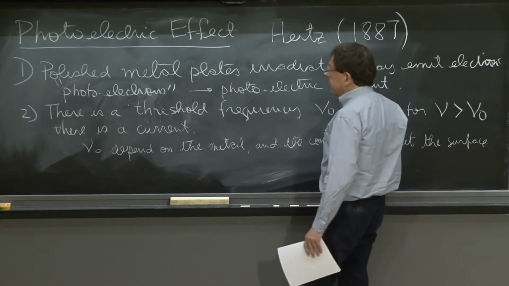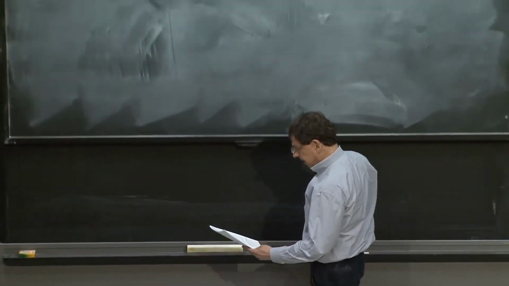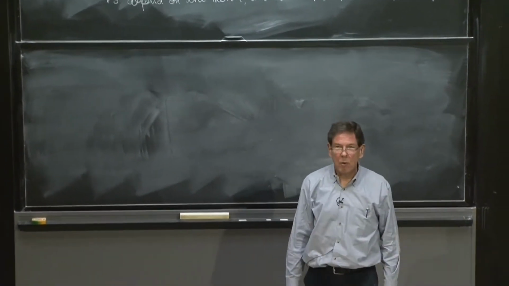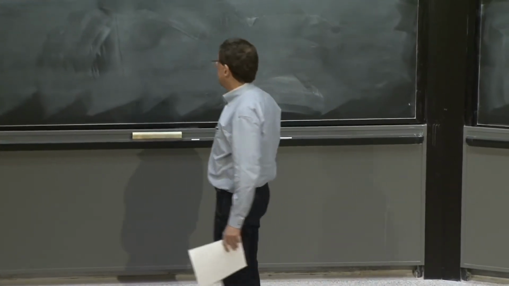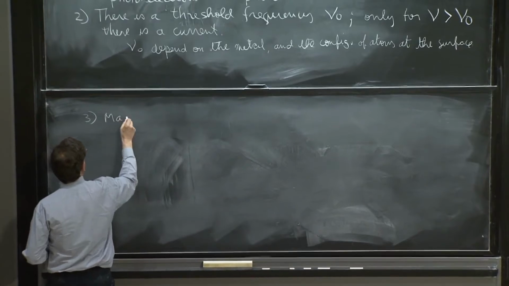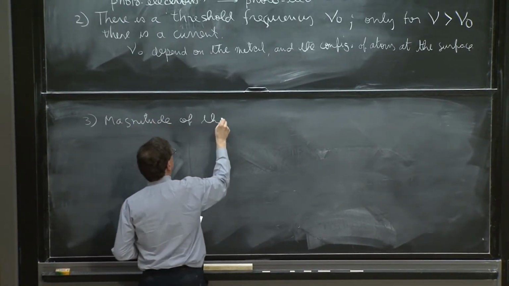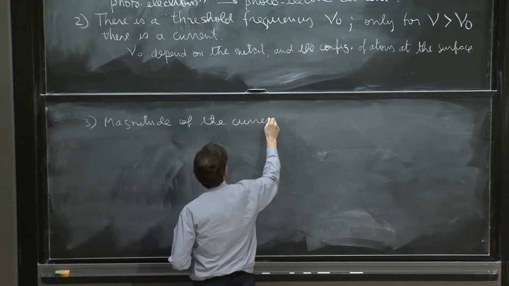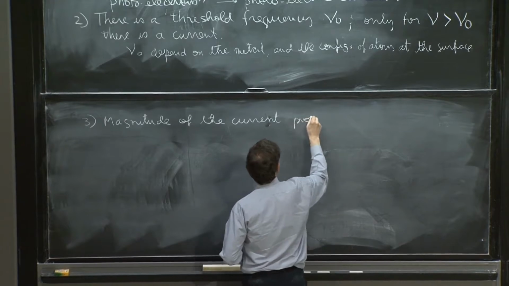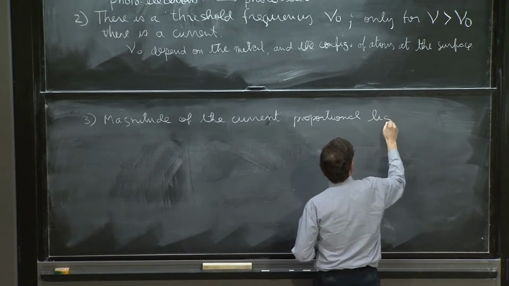The third property was kind of interesting. The magnitude of the current was proportional to the intensity of the light. Current is proportional to the light intensity.